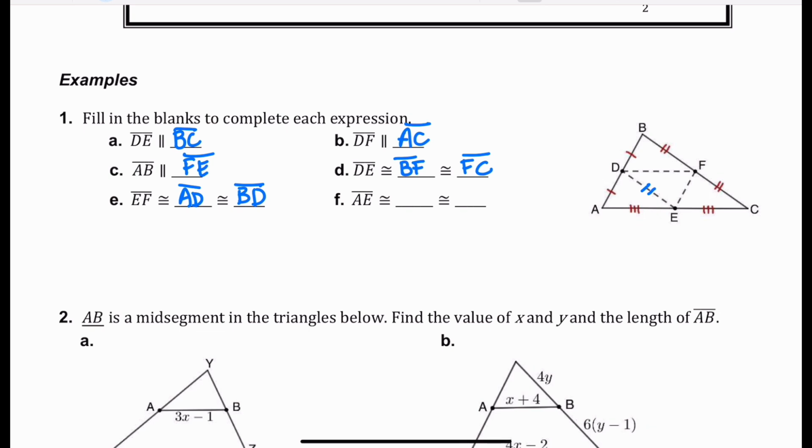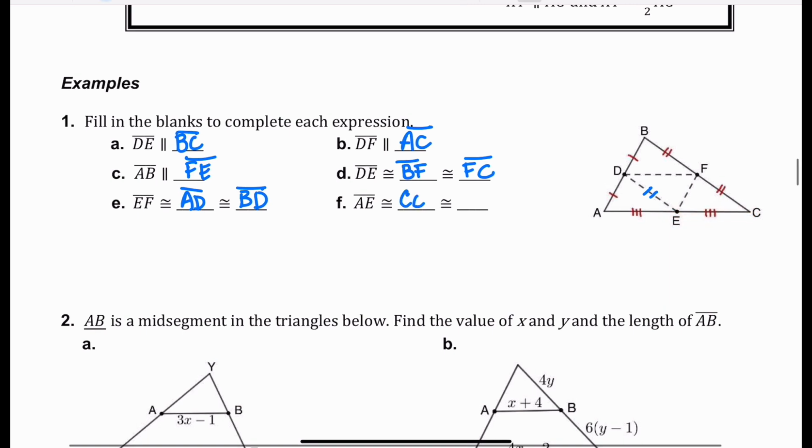Now AE is this segment here. E is the midpoint, so AE is going to be the same as CE or EC. And then both of those will be the same length as DF.